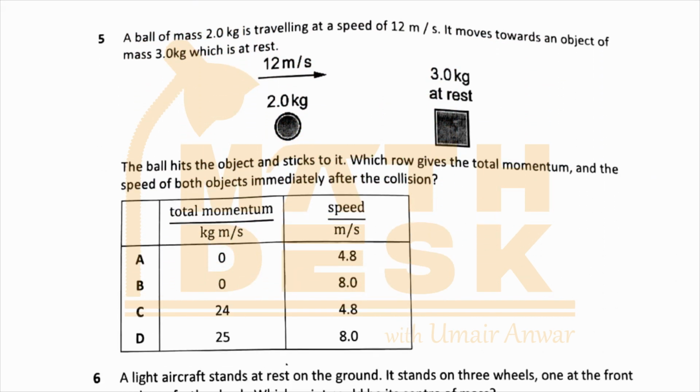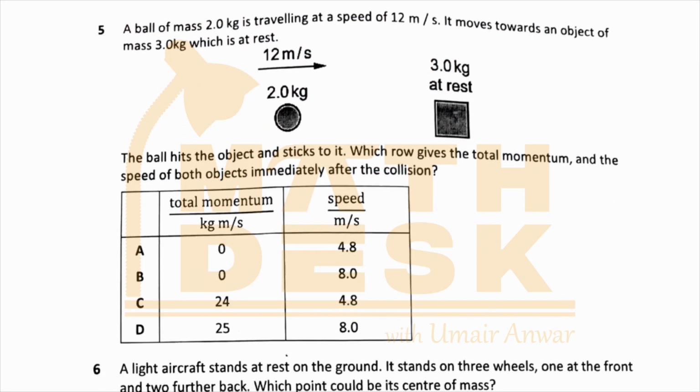The next question says a ball of mass 2.0 kilograms is traveling at a speed of 12 meters per second. It moves towards an object of mass 3.0 kilograms which is at rest. The ball hits the object and sticks to it. Which row gives the total momentum and the speed of both objects immediately after the collision?